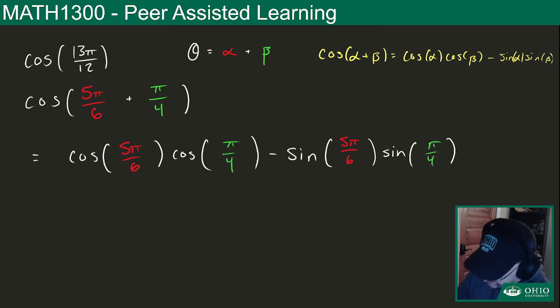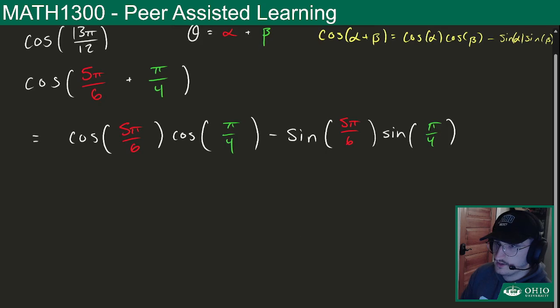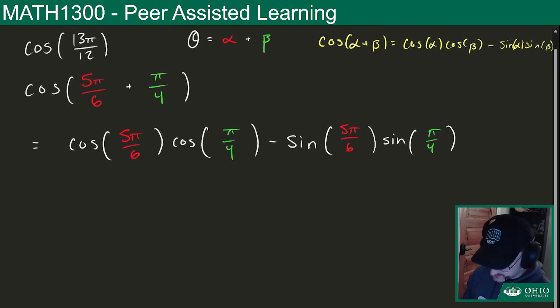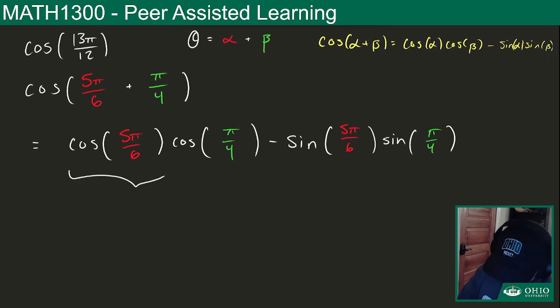Okay, now I can look at a unit circle, and I have a unit circle up next to me, and we can use this to determine what the values of all four of these components are going to be, and then we're going to simplify that out. So, what are the values we get? All right, so cosine of 5 pi over 6, that is going to be an x value, and that will give us negative root 3 over 2.